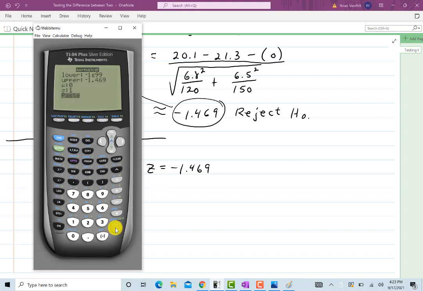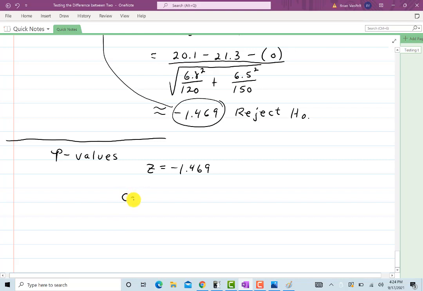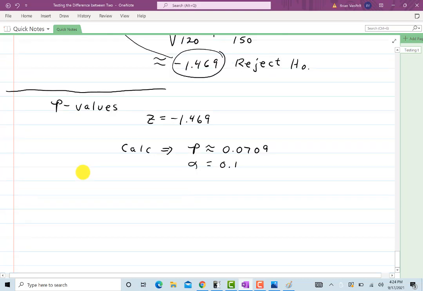Gotta click my way out of this thing. And it looks like we have 0.0709. Well, if you recall from the first part, alpha was equal to 0.1, and here we have a situation where P is definitely less than alpha, so we reject H naught.